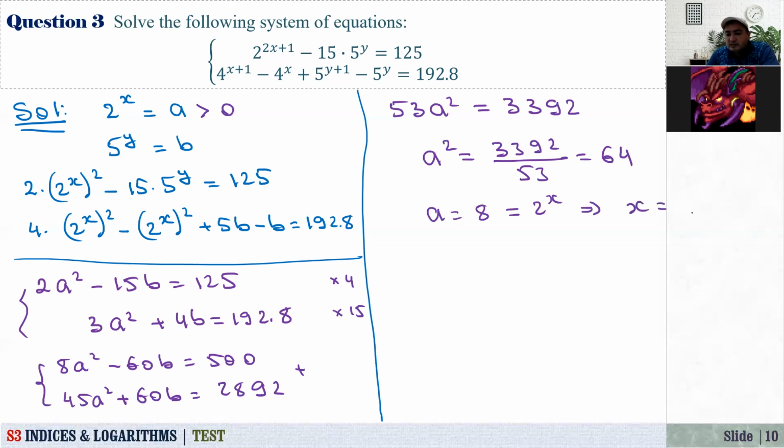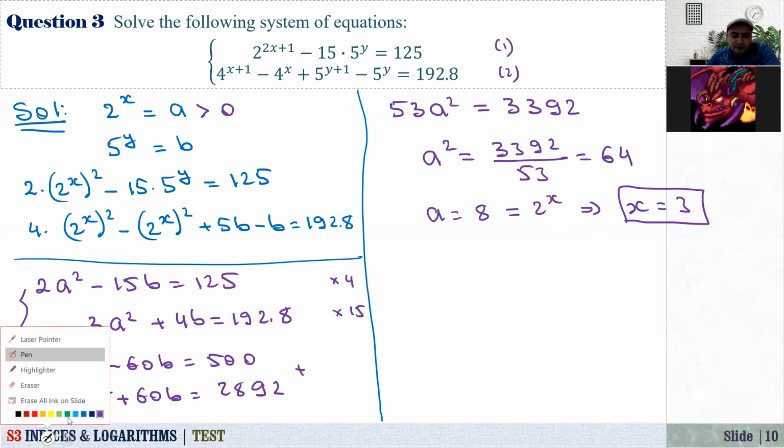From here, x is equal to 3 because 2 cubed is equal to 3. Now we know the value of y. Again, I can just find b and substitute into the first equation, but instead I'm just going to substitute into the first equation. That's much faster. That gives me the solution much faster.